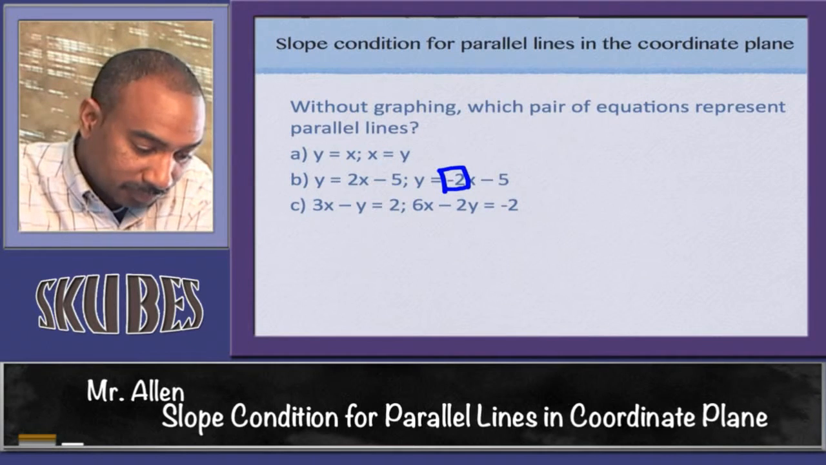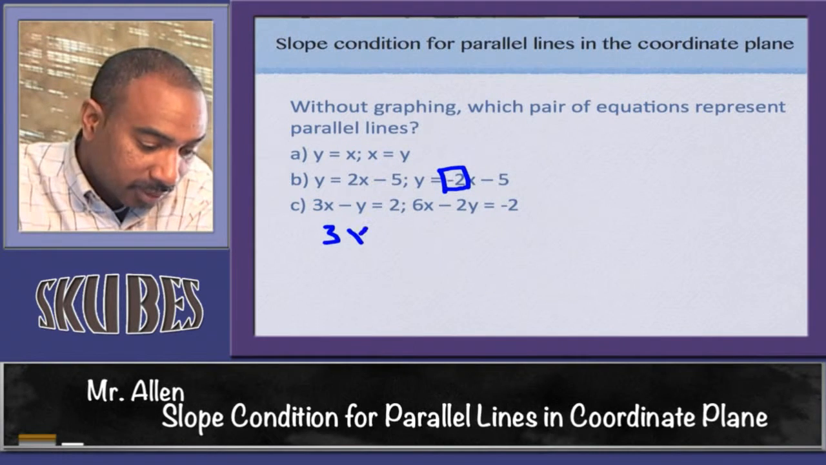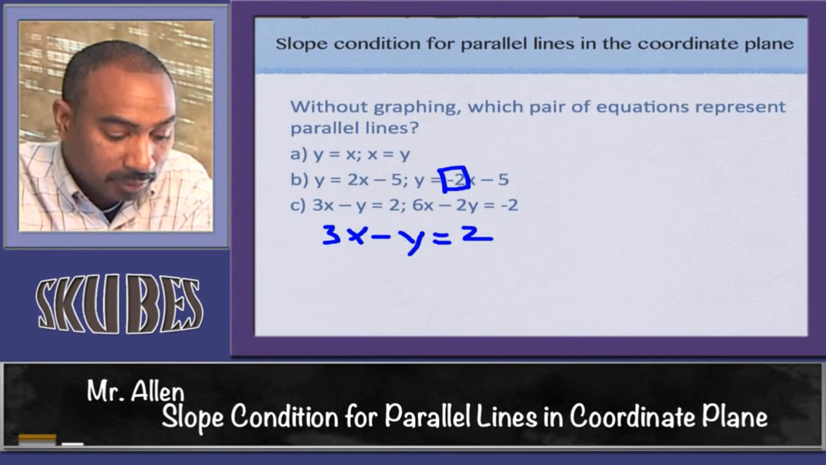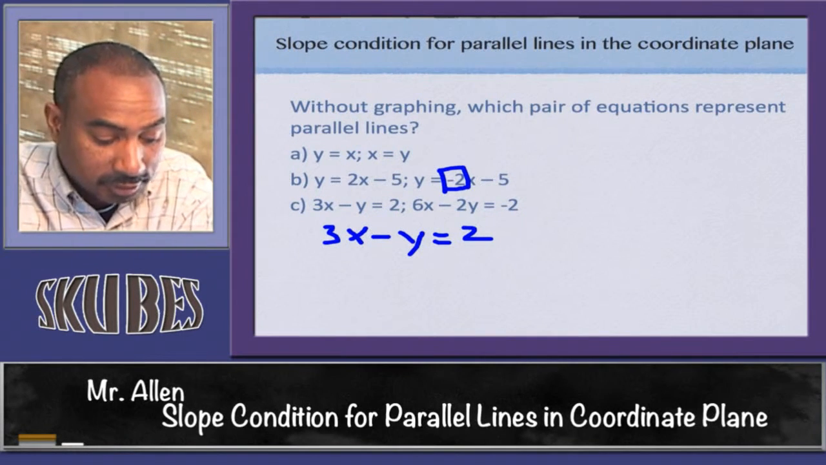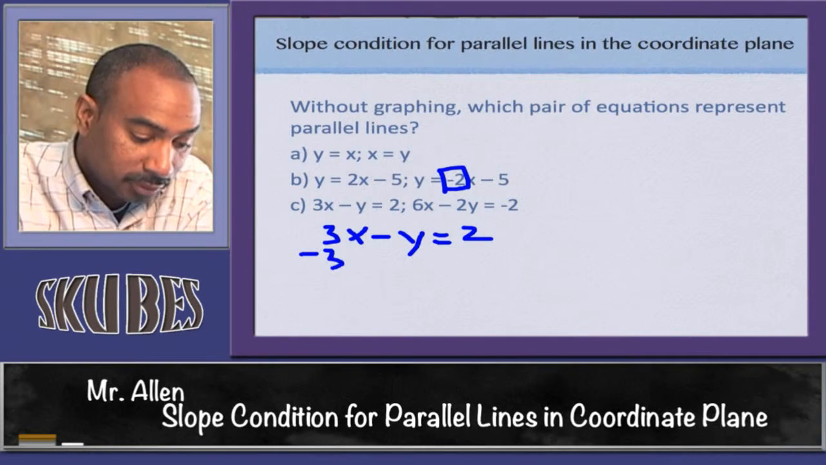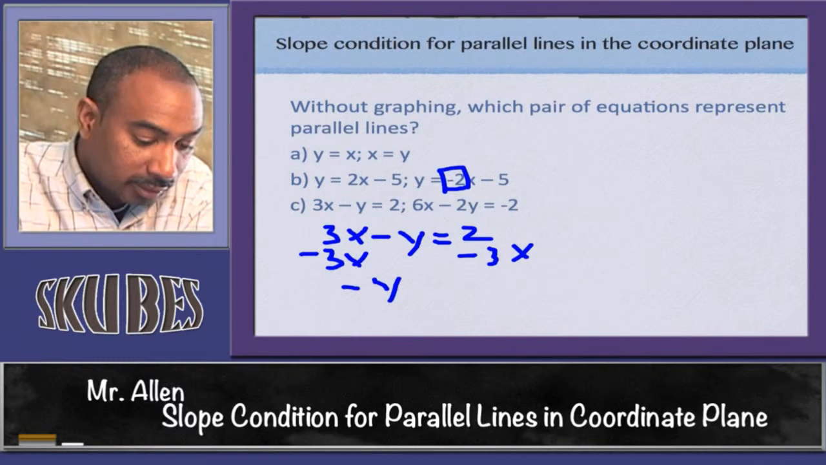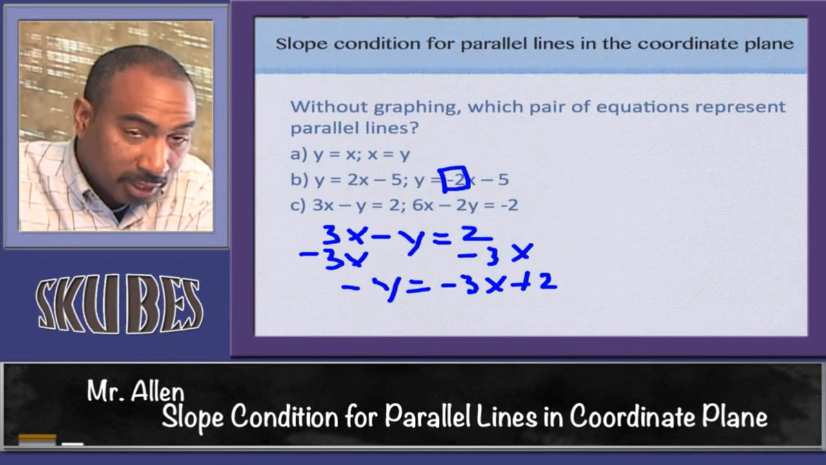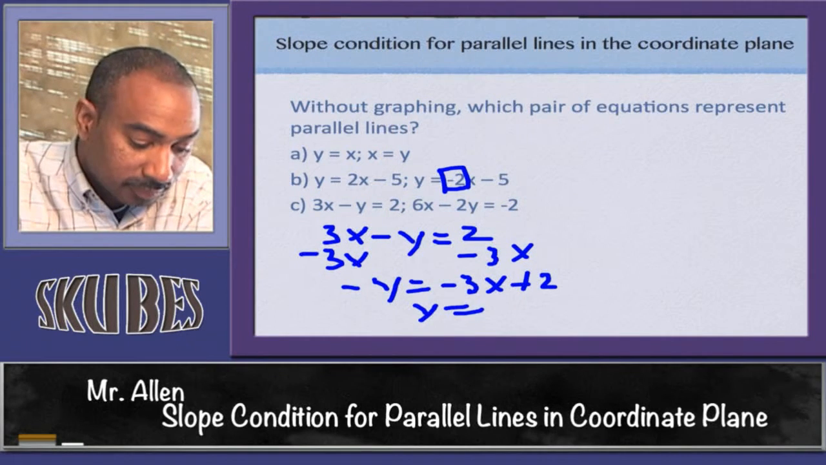But this one is not in slope-intercept form. How would you know? So I'm going to take 3x minus y equals 2, and I'm going to put it in slope-intercept form. And that's just simply moving the x term to the opposite side and isolating the y variable. Let's try that. So you can get negative y equals negative 3x plus 2. And if I multiply or divide by negative 1, I just switch the signs. So I get y equals 3x minus 2.